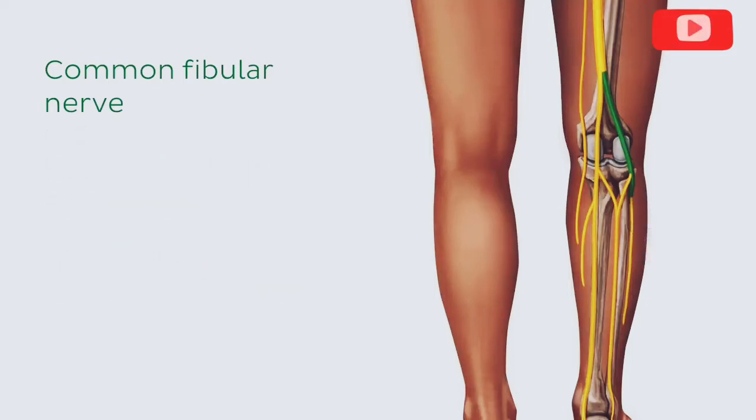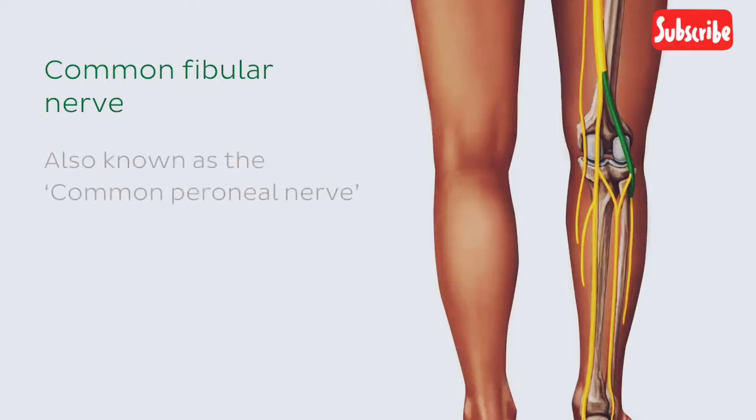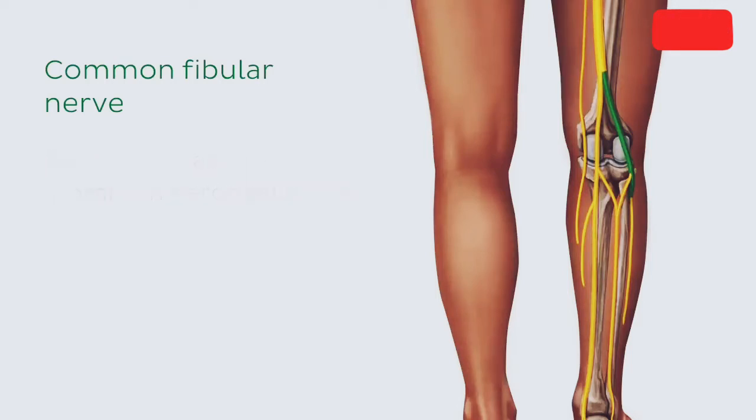The common fibular nerve, however, is also known as the common perineal nerve. The common fibular nerve provides sensory innervation to the posterolateral leg. Alright, so let's have a look at some terminal branches of the tibial nerve.